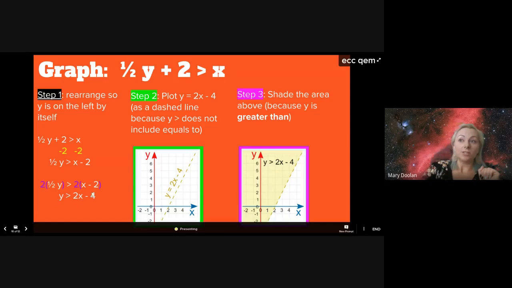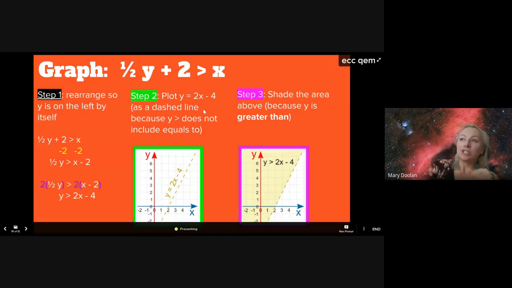Now that this is in slope-intercept form, we're going to plot y equals 2x minus 4. So I go to -4 on this graph, which you can't really see. And then from there, you're going to rise 2, run 1, rise 2, run 1.